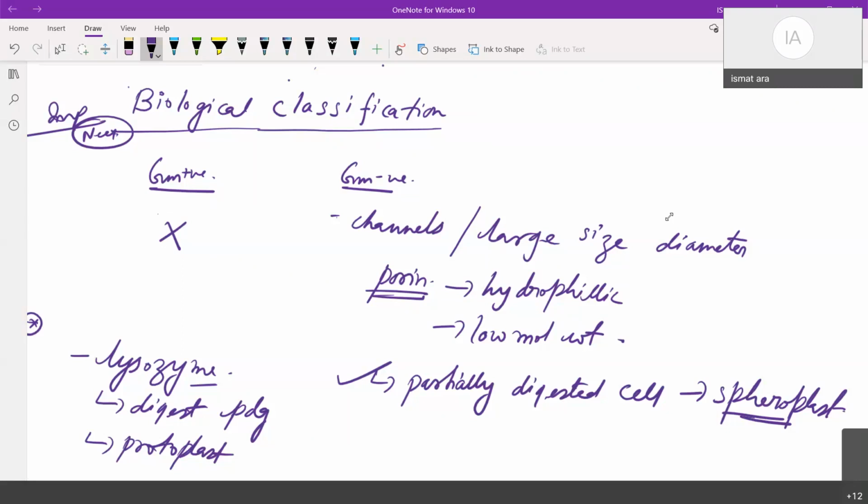In the next class, I will teach you the Gram staining procedure, how the technique is done, and how we distinguish bacteria as gram-positive and gram-negative on the basis of the Gram staining procedure.